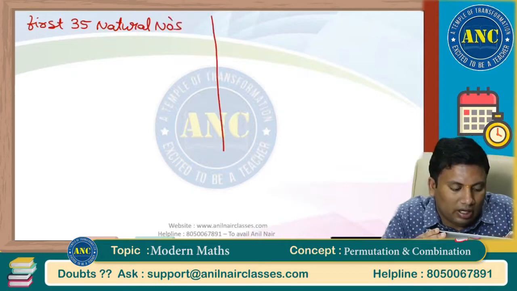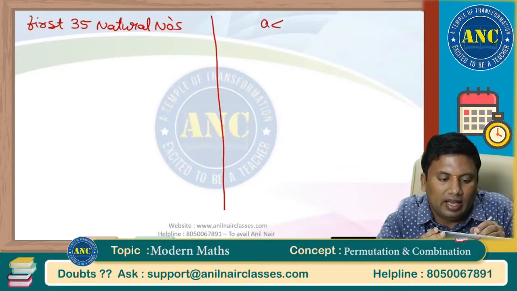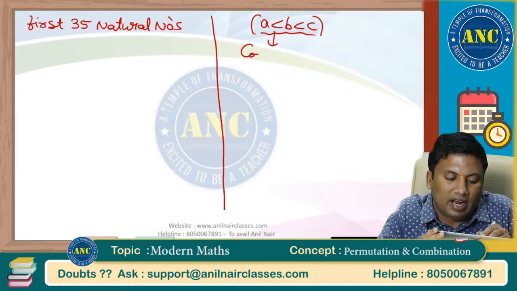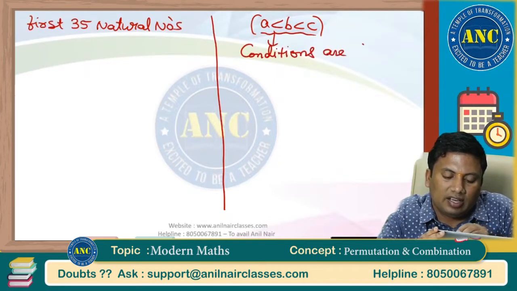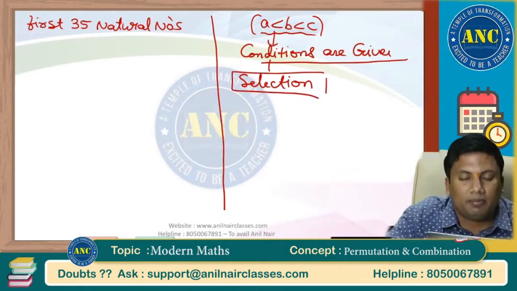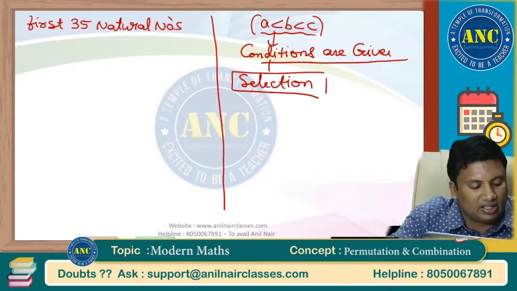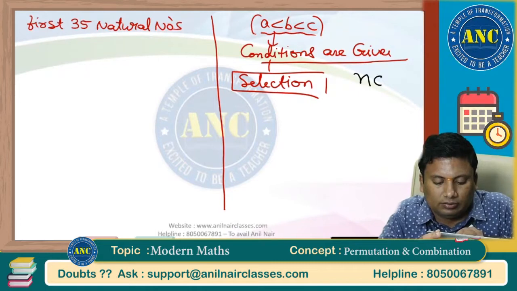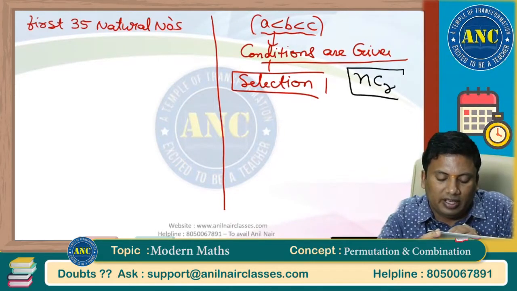Okay, now one doubt a student might get. A less than B less than C. Sir, where is it used? Always remember, if conditions are given in the question, it is nothing but selection. I am selecting based on a condition. A less than B less than C is the condition given in the question. So, it is a selection. That is the reason I used out of 10, select any 2.